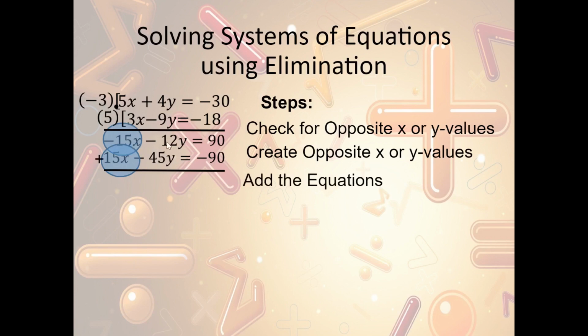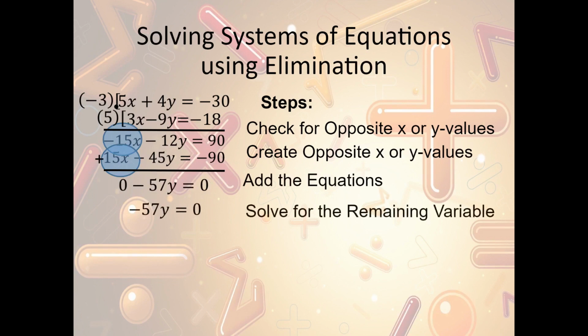I end up with negative 12y plus negative 45y is negative 57y. And then I have 90 and negative 90, which is 0. So I'm left with negative 57y is equal to 0. I divide both sides by negative 57 to solve for the variable, and I get y is equal to 0.